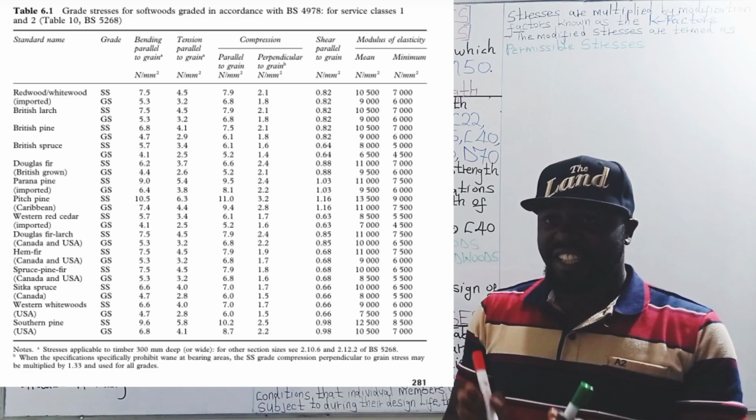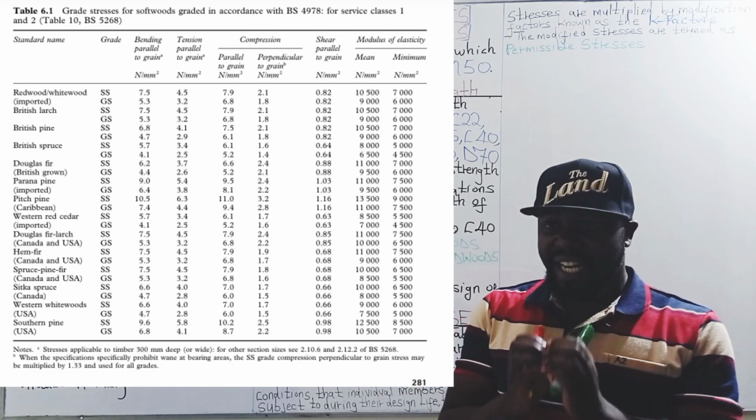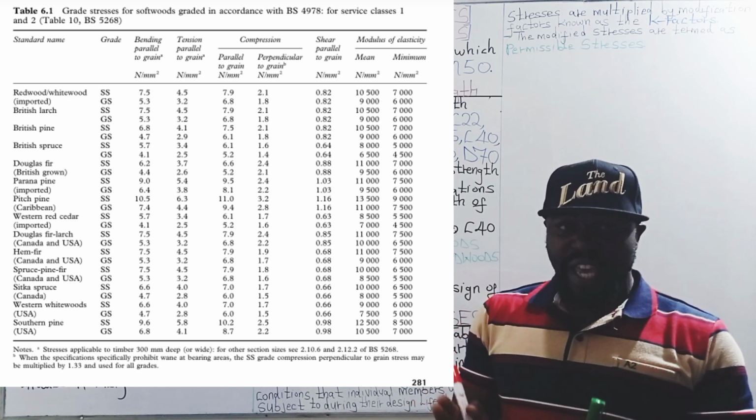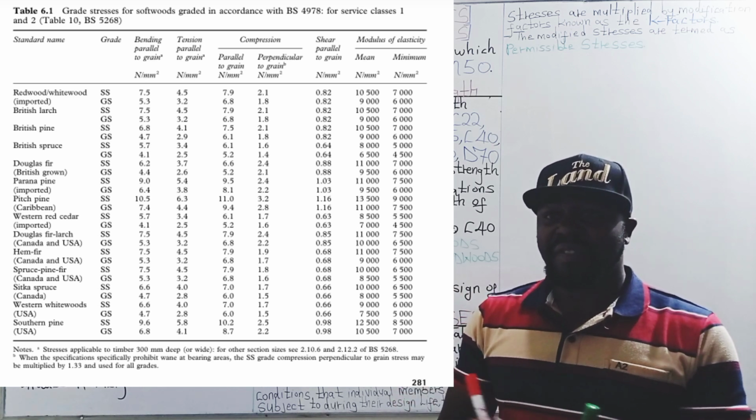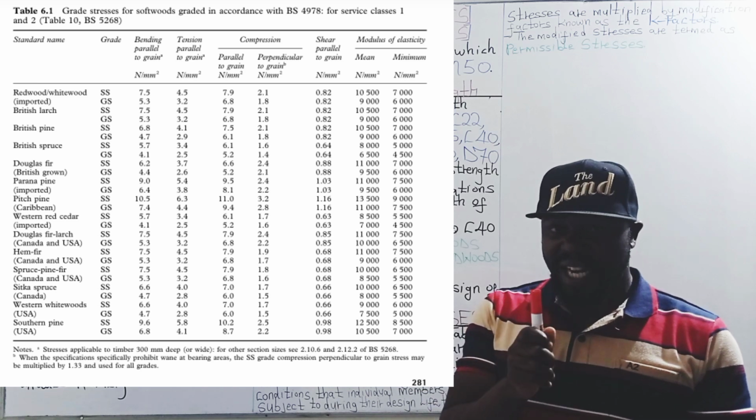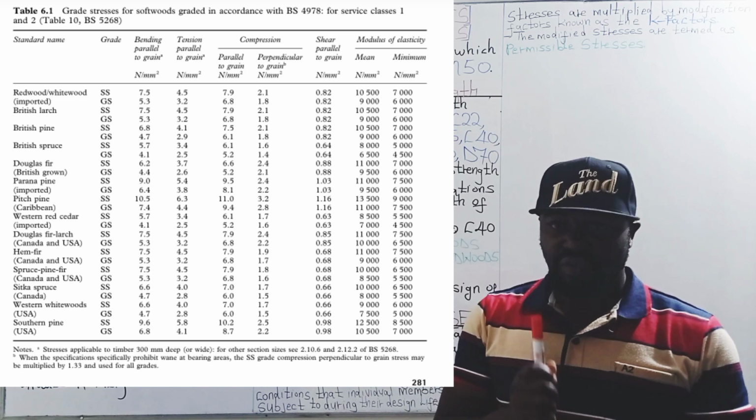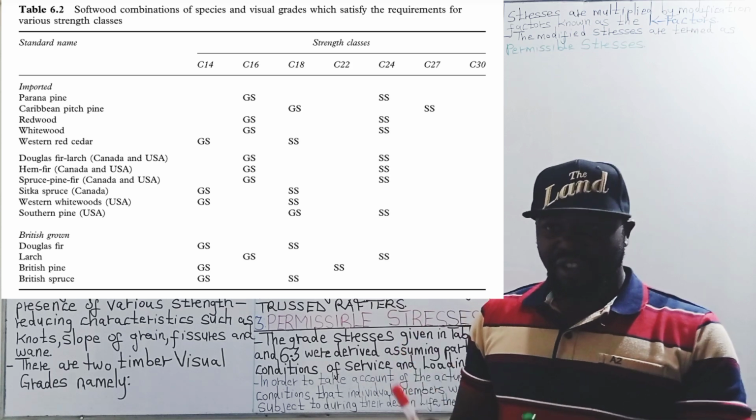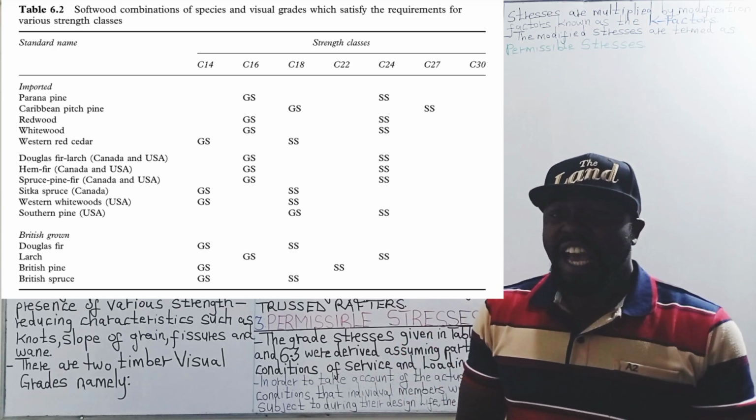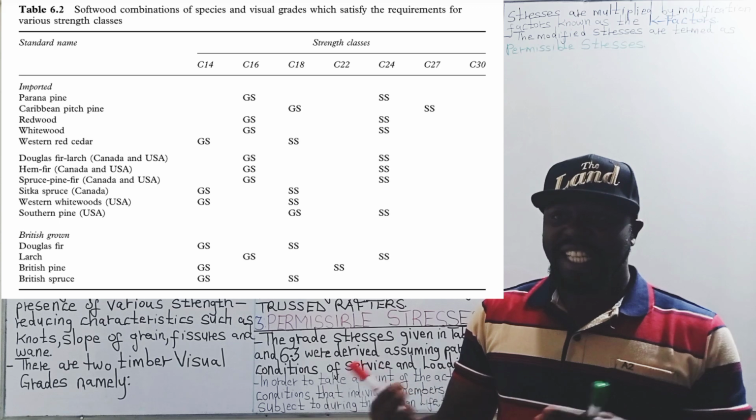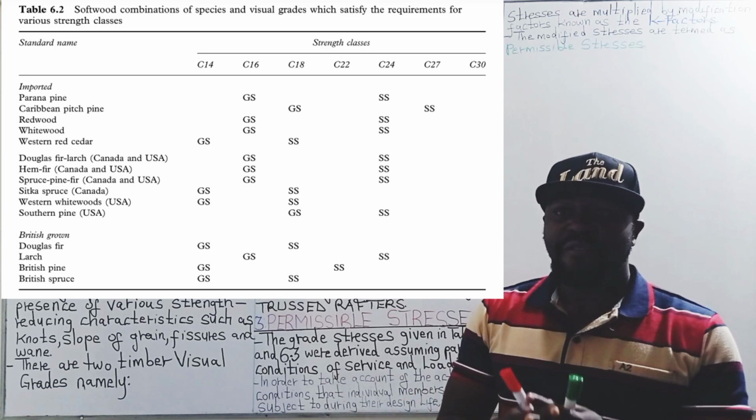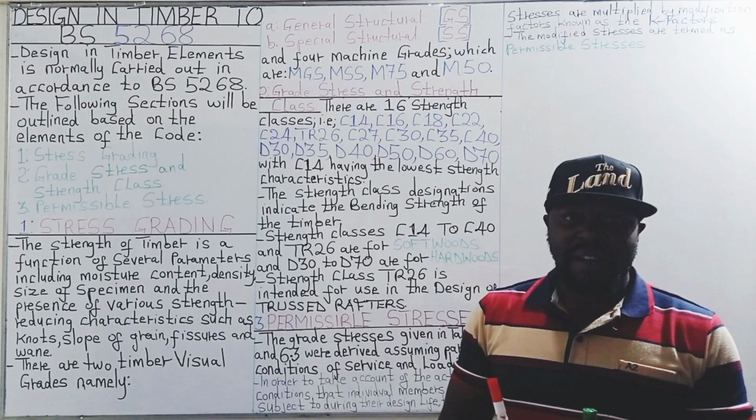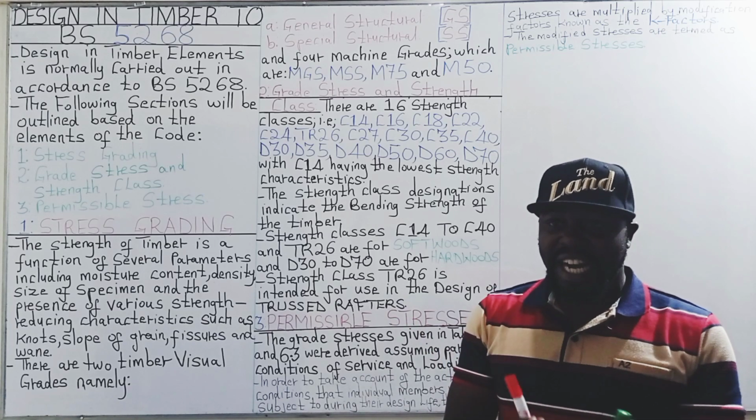This is Table 6.1 showing grade stresses for softwoods graded in accordance with BS 4978 for Service Class 1 and Service Class 2. Table 6.2 on the other hand shows softwood combinations of species and visual grades which satisfy the requirements for various strength classes. Then from there we are going to look at strength classes.